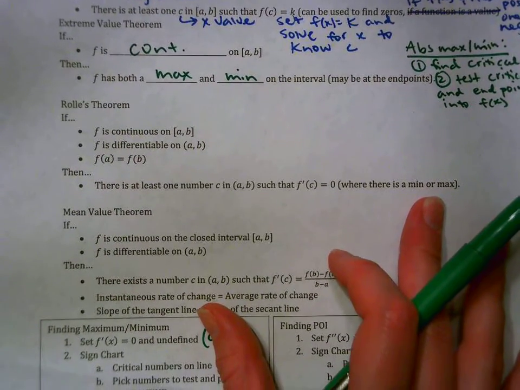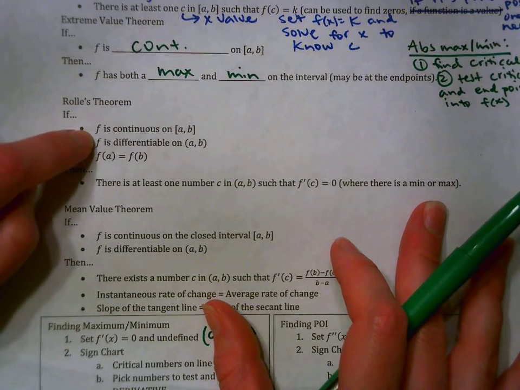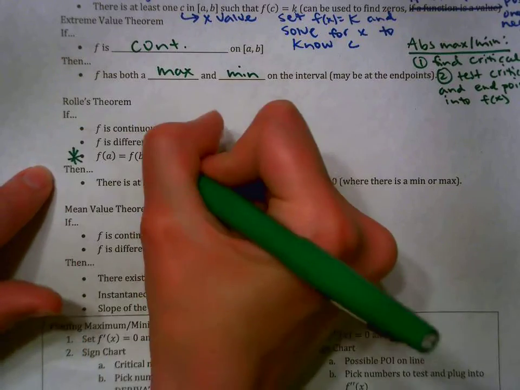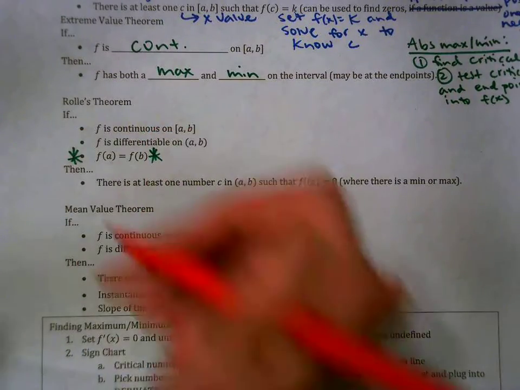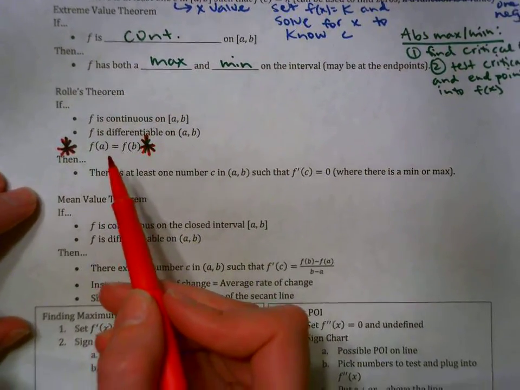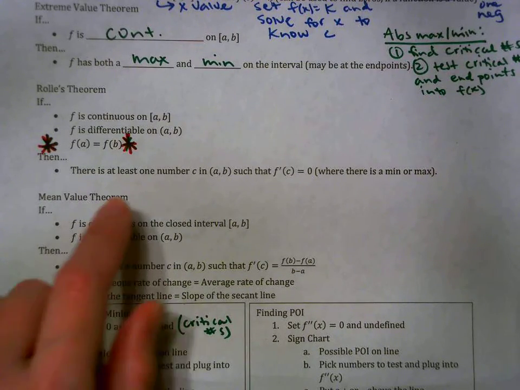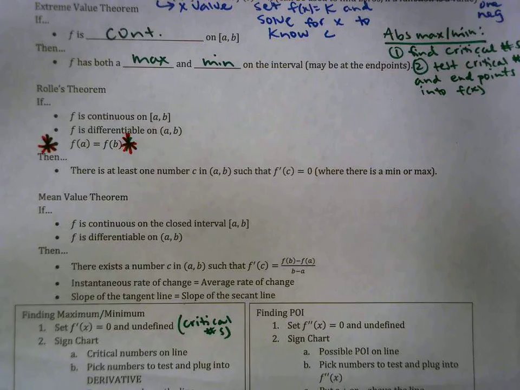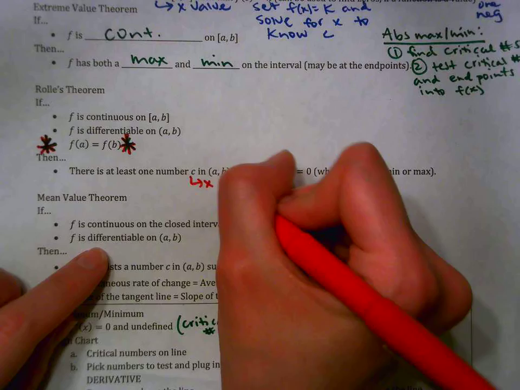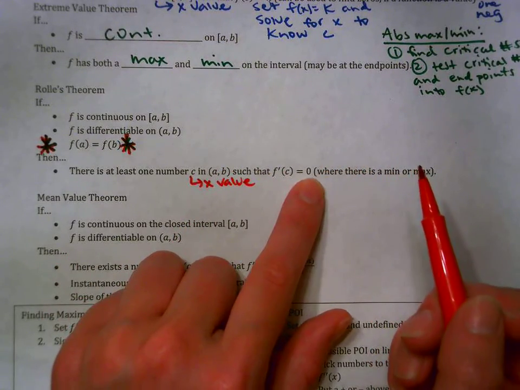So the next two kind of go together. Rolle's theorem is if your function is continuous on your interval, differentiable on your interval, and this is what makes Rolle's theorem special, f of a needs to equal f of b, right? So if those three things are true, then there is at least one number c, which again is an x value. C is representing some x value that falls in your interval where the derivative will equal 0.